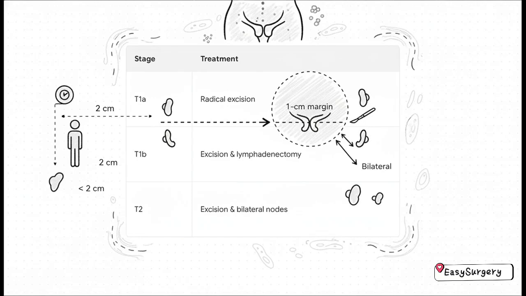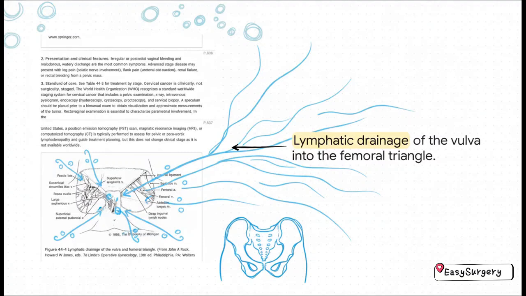Now, how you manage the lymph nodes is dictated heavily by 2 things: the size of the lesion and its distance from the midline. If the lesion is greater than 2 centimeters from the midline, you're doing an ipsilateral lymphadenectomy. But if it's less than 2 centimeters, that requires bilateral evaluation for sure. And this anatomy directly dictates our surgical approach.